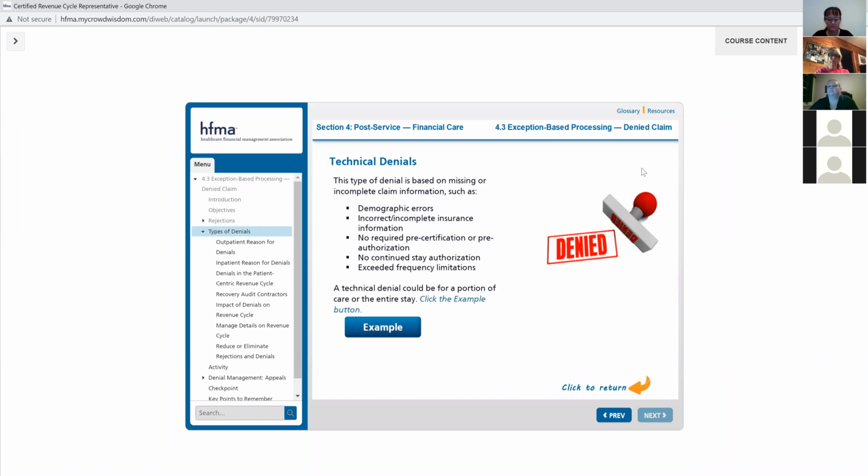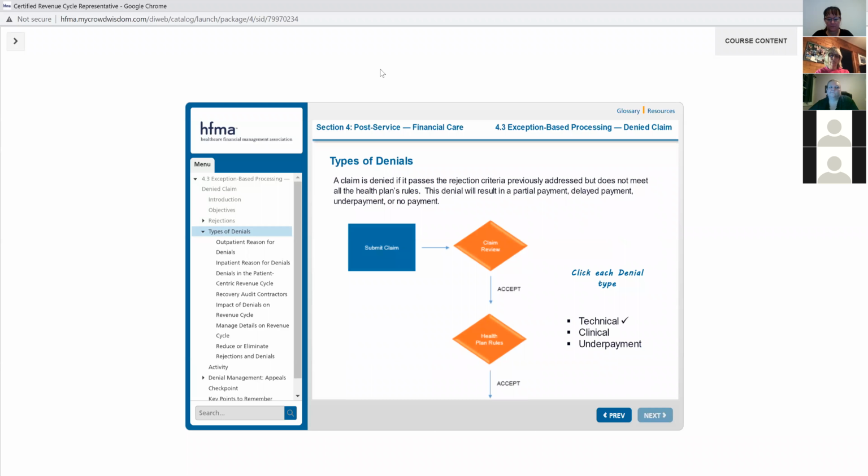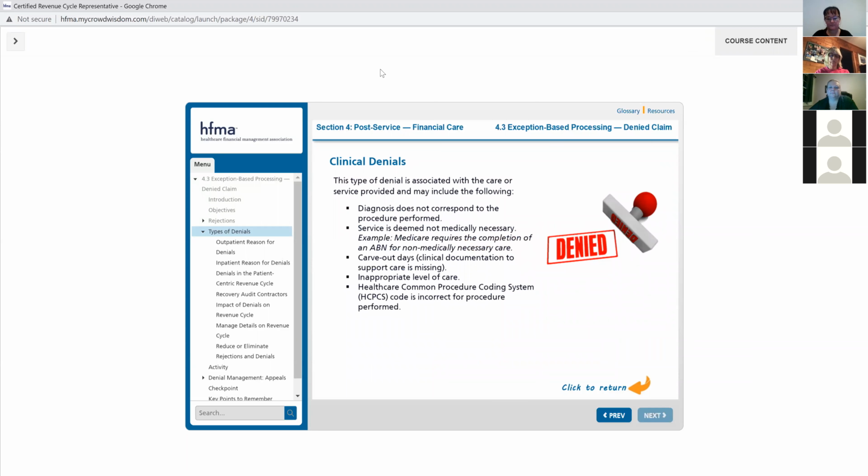Clinical denials. These denials are associated with the care or service provided, and they could include the following. So there's a list: your diagnosis code doesn't correspond with the procedure, the service is not medically necessary, carve-out days, inappropriate level of care, and your coding is incorrect for the procedure performed.